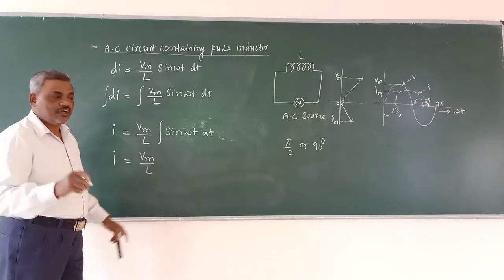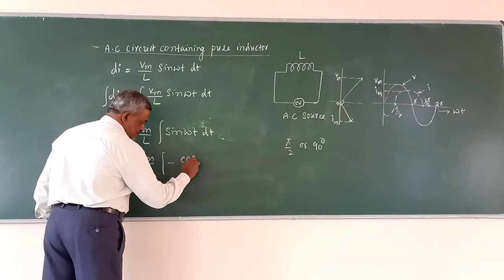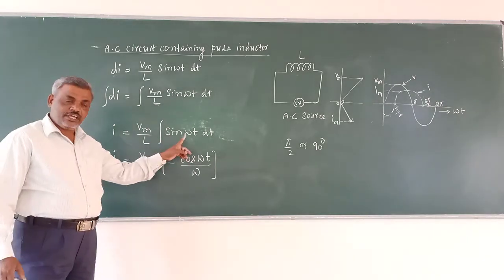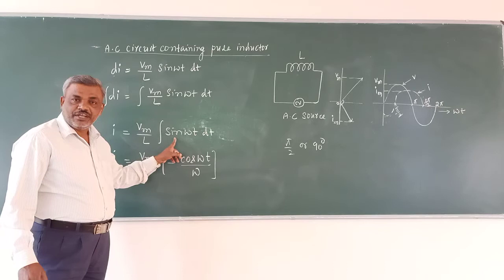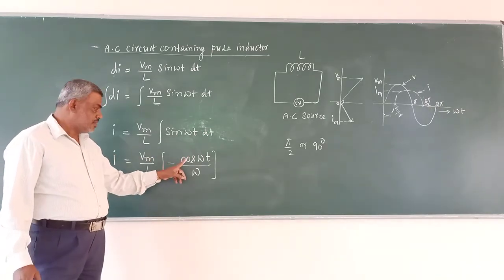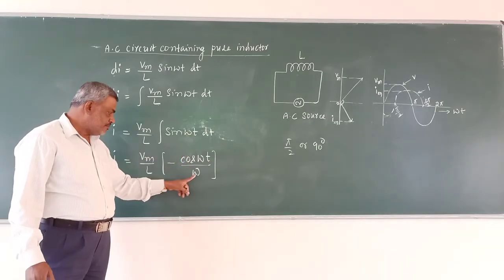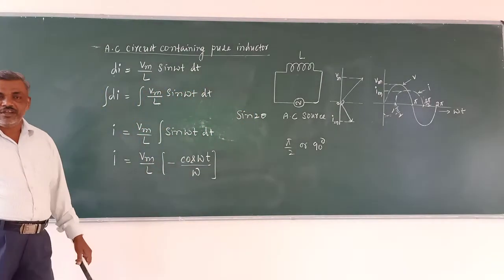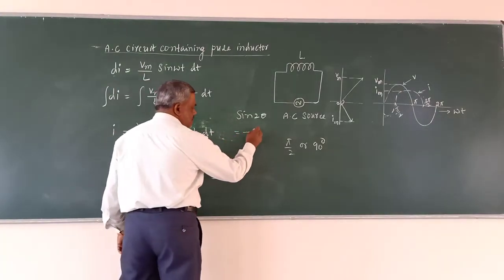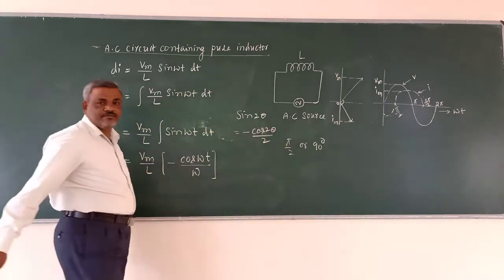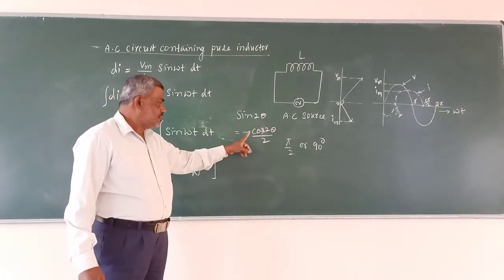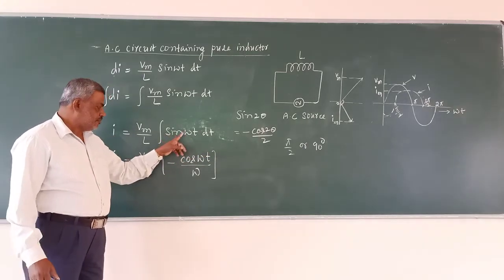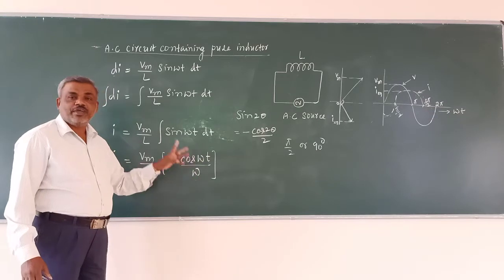The integration of sin theta is minus cos theta. So here, minus cos omega t by omega. Here omega t has the omega in the denominator. For example, the integration of sin 2 theta is minus cos 2 theta by 2. Similarly, the integration of sin omega t dt is minus cos omega t by omega.